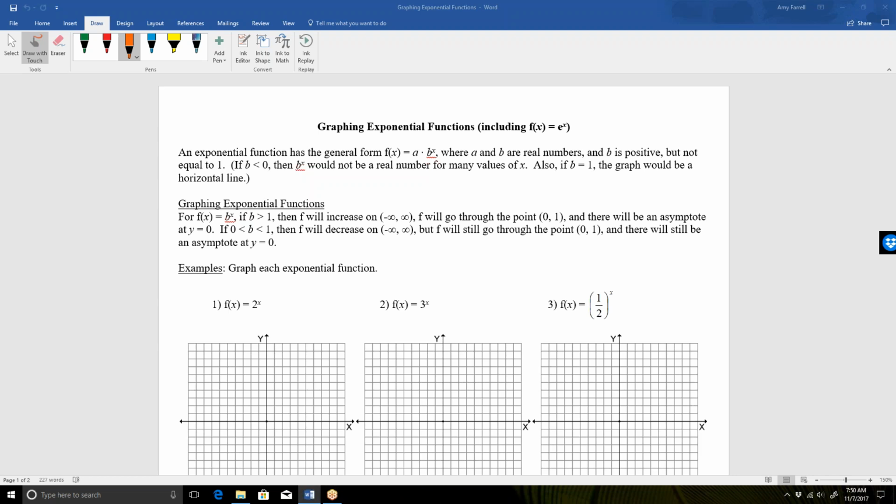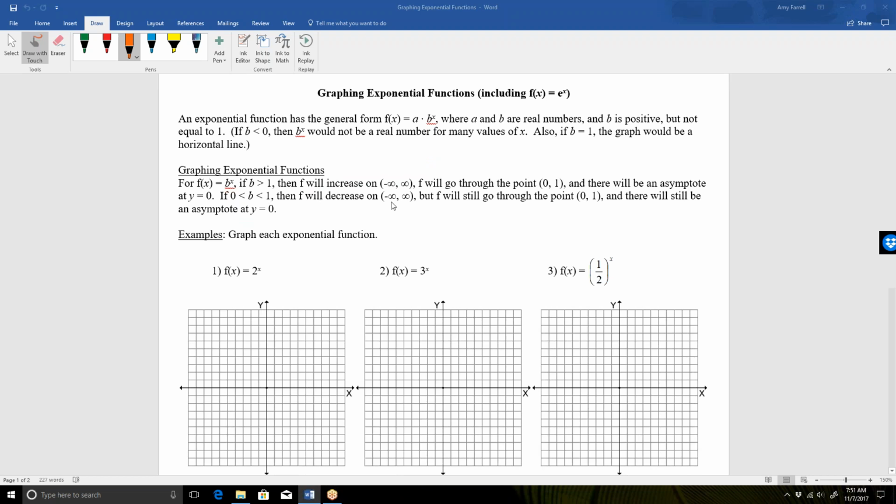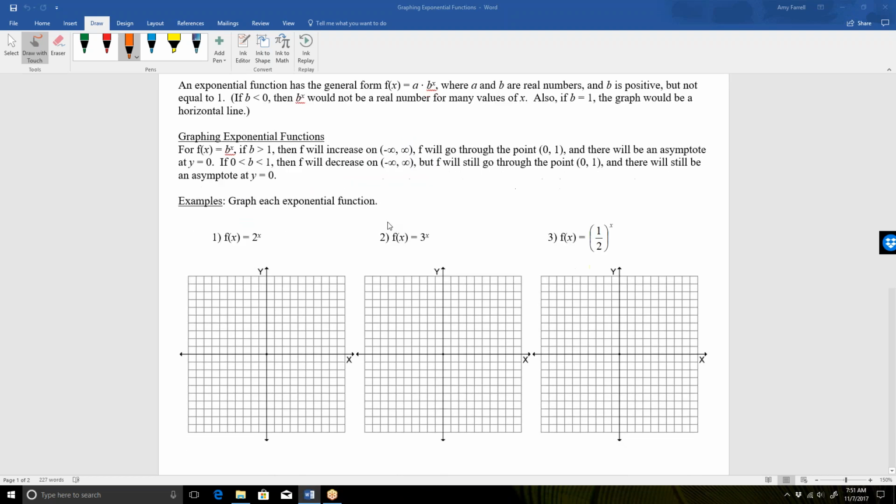And then if b is between 0 and 1, so a fraction with the numerator smaller than the denominator, then our function is going to decrease. It will still go through 0, 1, and there will still be an asymptote at y equals 0. So I'm going to show all of this that I typed up here by just making a t-chart. We're not going to need to memorize any of this. We'll see it in our t-chart.